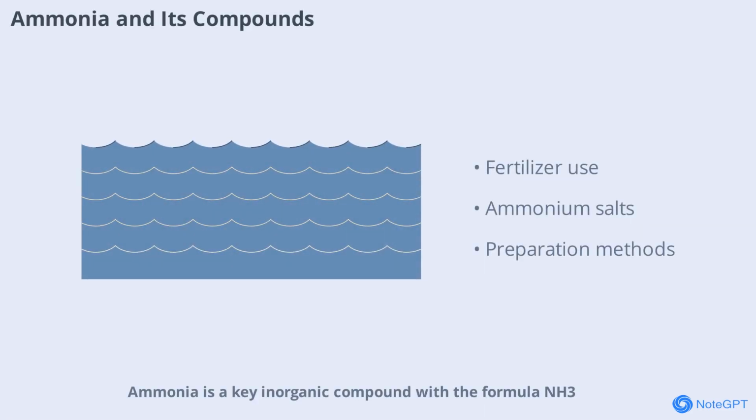Ammonia is a key inorganic compound with the formula NH3. It is widely used in fertilizers, cleaning agents, and as a refrigerant. Ammonia forms a variety of compounds, including ammonium salts. Understanding its preparation, properties, and reactions is essential for both academic studies and industrial applications.